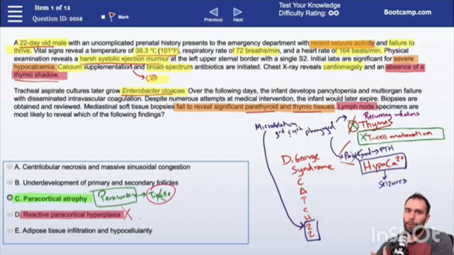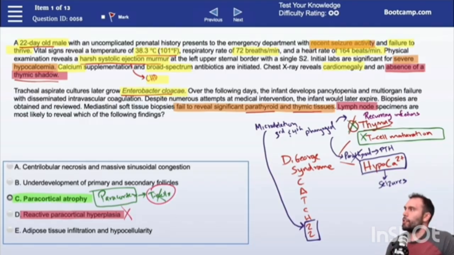And this can vary in an infant. But in general, when you see DiGeorge syndrome, because the issue is with the T cells, you have to make the association T cells, paracortex. So you'll most likely have paracortical atrophy. If we had an adult patient that had an infection, then we would expect to see some degree of reactive paracortical hyperplasia, especially if it was a viral infection, or we had some cellular mediated immune response.